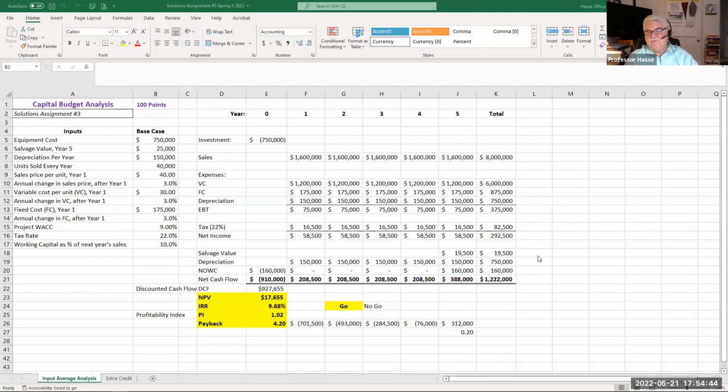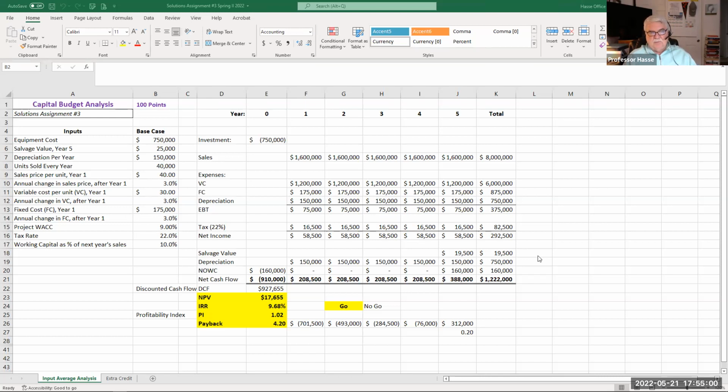Okay, this is the solution file that's posted in Blackboard, which could probably help some of you with assignment number 4, but most of us did very well on this. A couple of key areas that I'm going to talk about in this review of assignment 3.